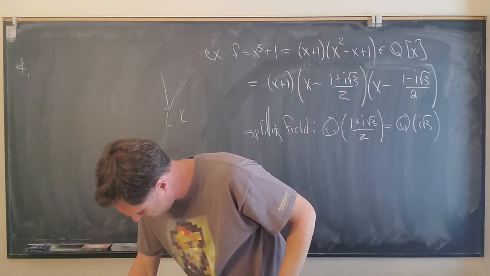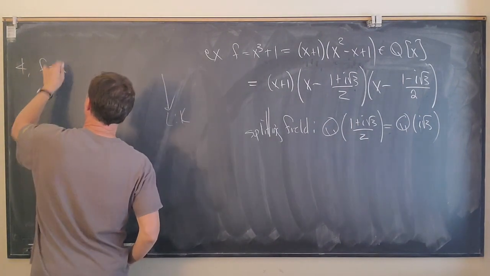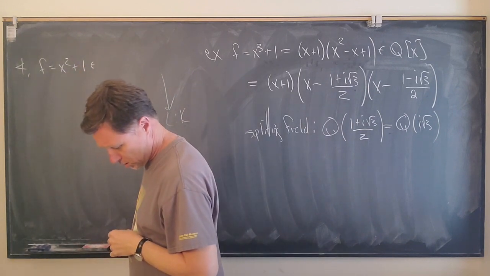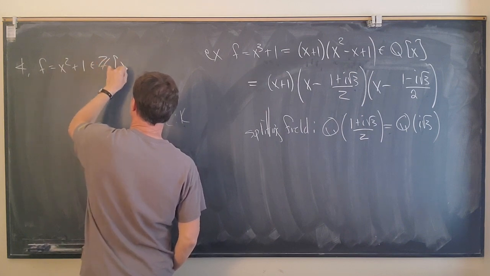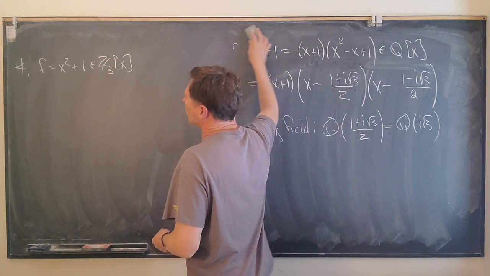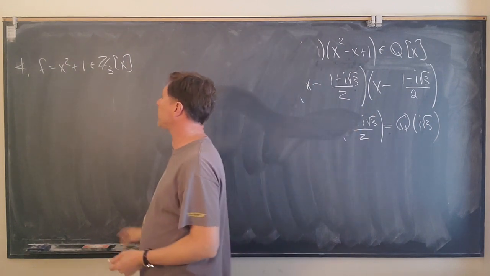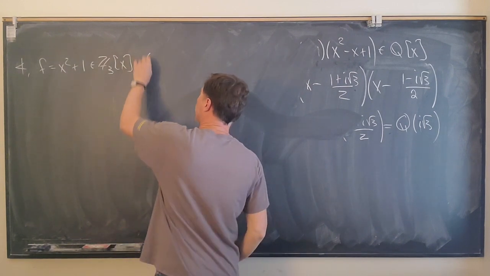Okay, so f equals x squared plus 1, but I want to view this in Z3[x]. It's a degree 2 polynomial, and so you can just check that no element of Z3 is a root of this polynomial, which means that it's irreducible over Z3.